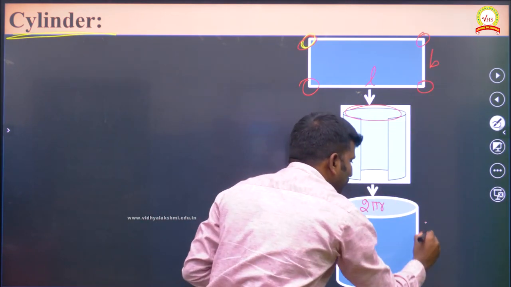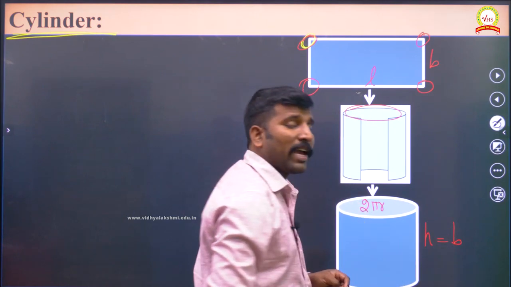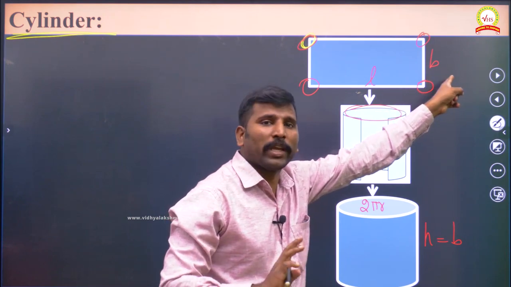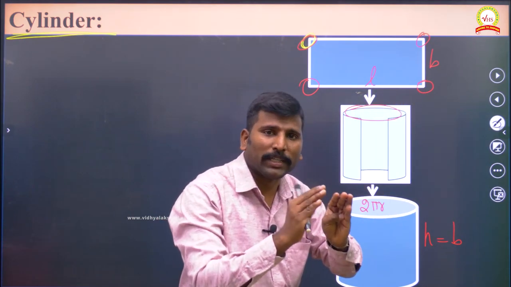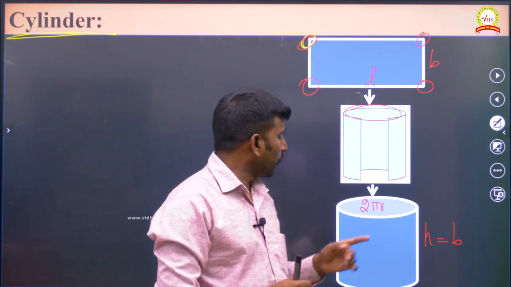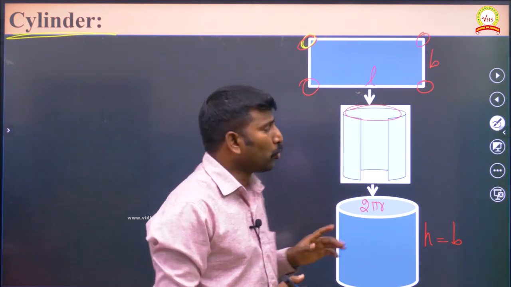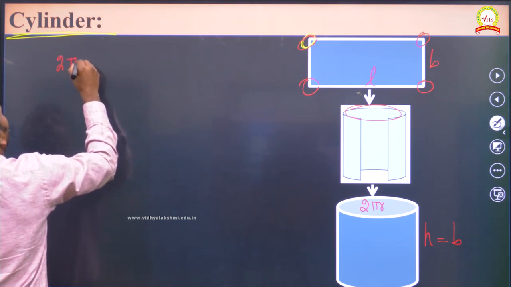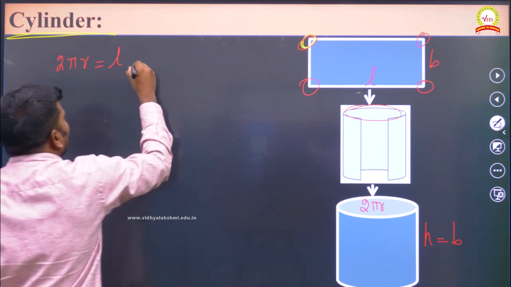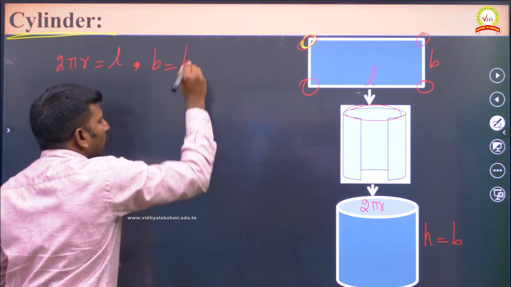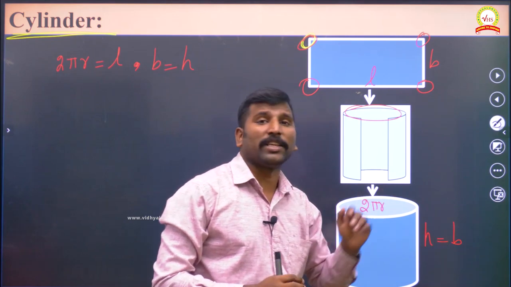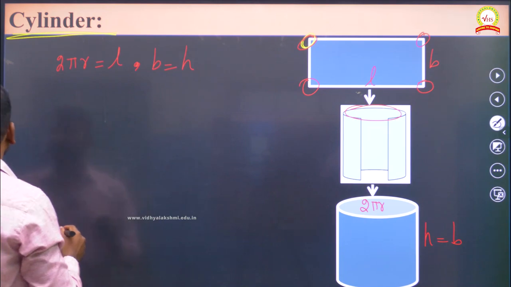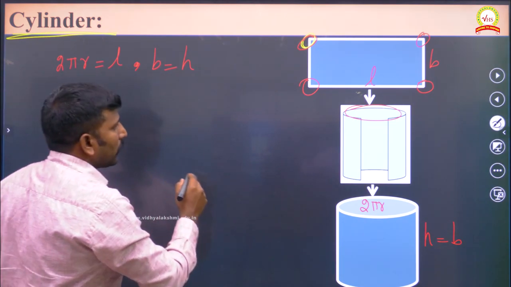Now this b here becomes h. Height and breadth are the same, because we are not doing anything to it. Only the length, when we fold, is formed as the circumference. So 2 pi r is equal to L. I am writing here 2 times pi r equal to L. And here, children, b is equal to h, because we are not changing anything in the breadth.